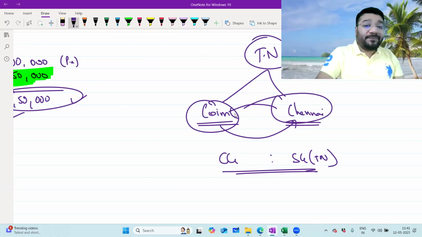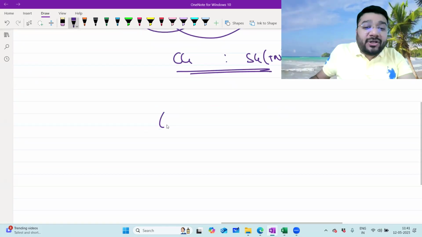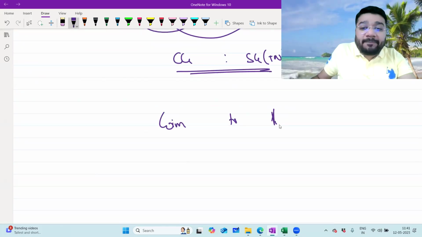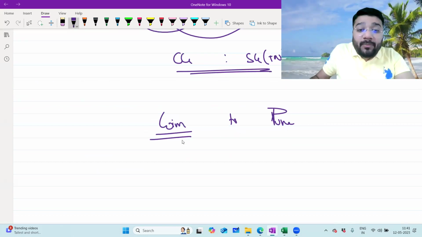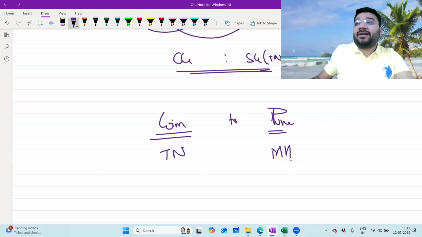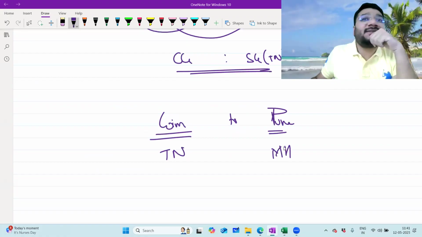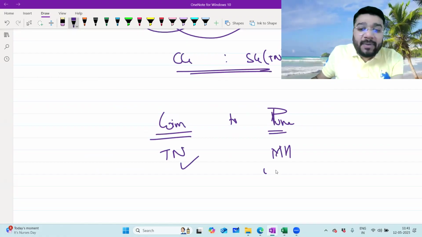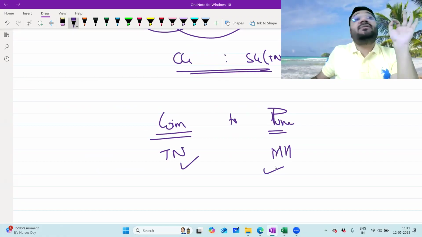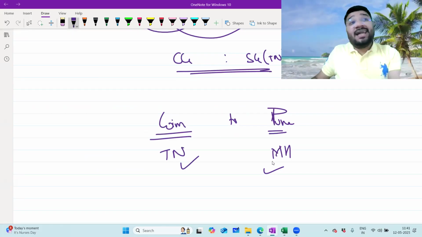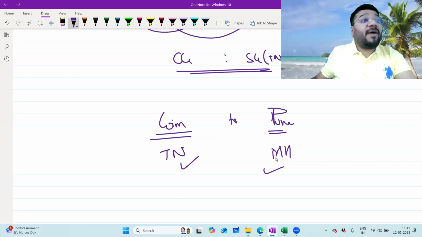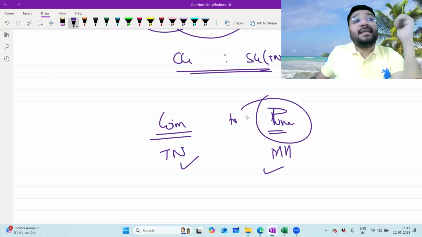The problem comes where? The problem comes when you're supplying the goods from Coimbatore to Pune. Coimbatore is coming under Tamil Nadu. Pune is coming under Maharashtra. Now the question is, to whom should we pay tax? Should we pay to the Tamil Nadu government or should we pay to the Maharashtra government? Ultimately, GST is a destination-based tax. Destination-based tax, which means what? GST should be levied, or finally charged, where the consumption happens, not at the initial stage.